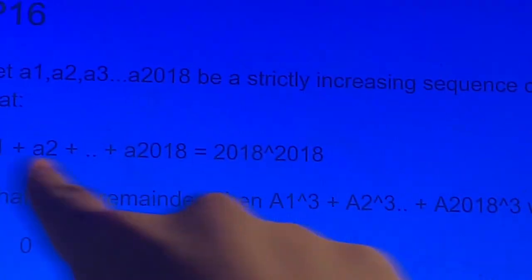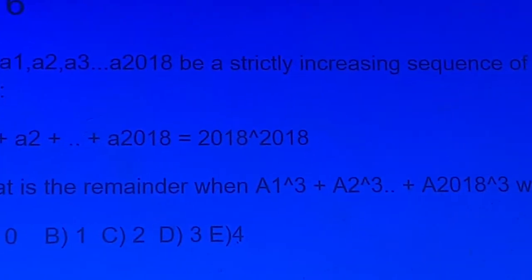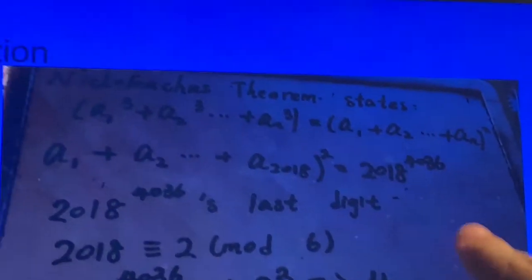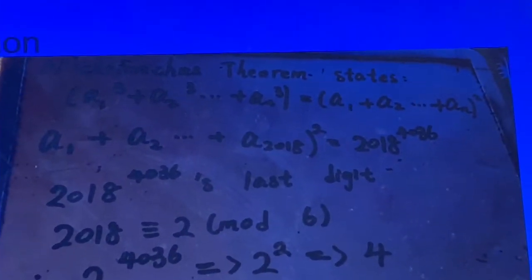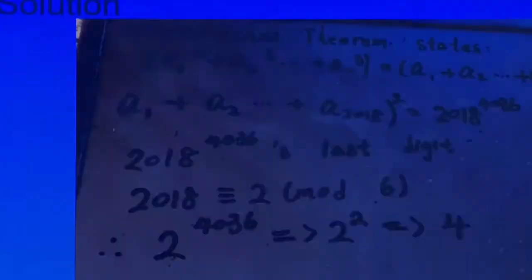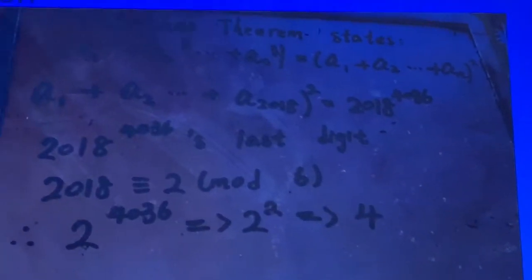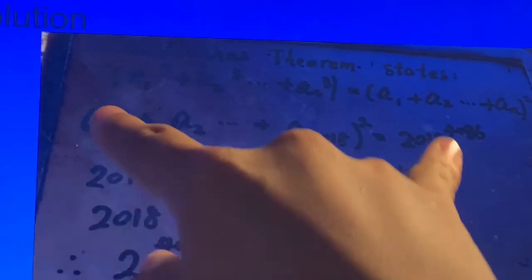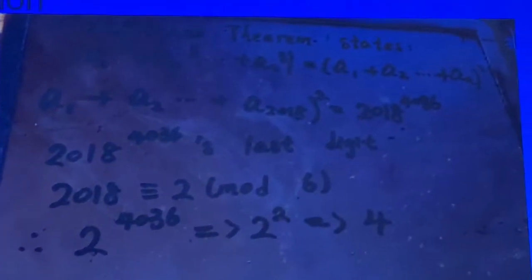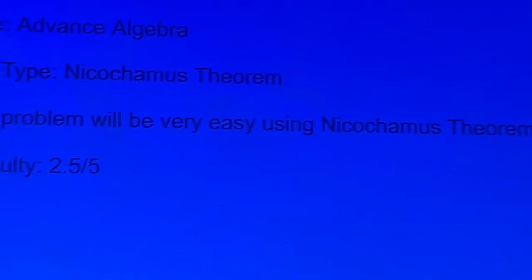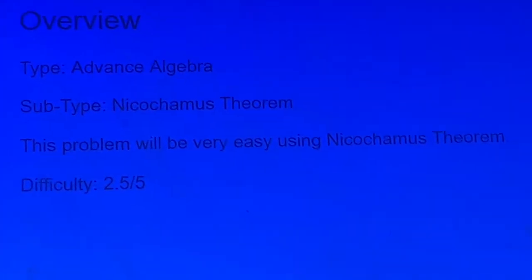So we know that this is 2018 and we add the square, so it's 2018 to the power of 2018 to the power of 2. So it's 2018 to the power of 40636, right? So we know that the last digit of this is going to be 2, which means we are able to get the digit for this, which is going to be 4. It will be very easy if you know the Nicomachus theorem very well.